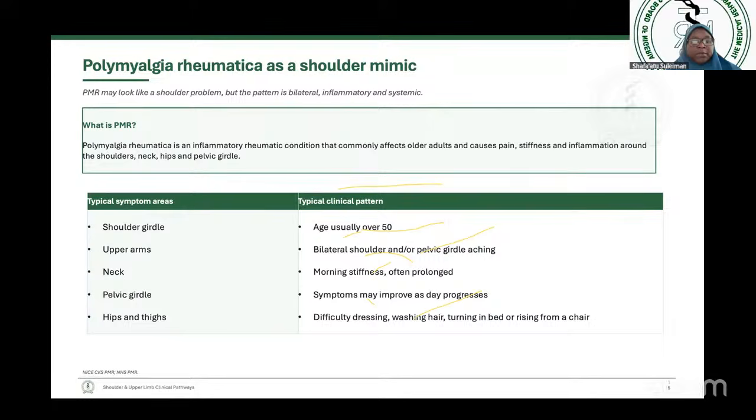polymyalgia. Typical clinical pattern: usually the patients are over the age of 50, with bilateral symptoms and other joints being affected, usually reporting morning stiffness, often lasting longer than usual, unlike degenerative changes like osteoarthritic changes, and symptoms may improve as the day progresses. Difficulty dressing, washing hair, turning in bed, or rising from a chair. Anything that has to do with loading the shoulder or overhead activity can be painful or difficult to do. But this is more a bilateral presentation than unilateral.